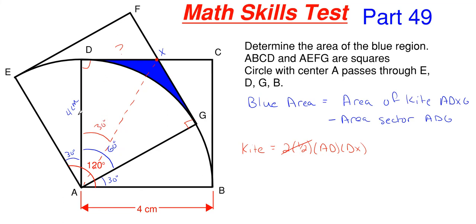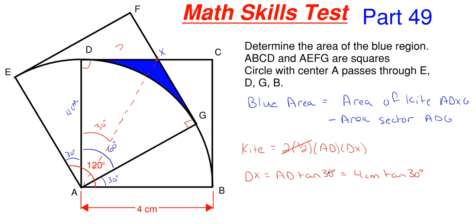Opposite over adjacent. So in order to get our dx here, we would just rearrange that, and essentially it would be AD tangent of 30 degrees. Let's just plug in the 4 centimeters here for AD tangent of 30 degrees. And our dx value, we can just leave as that because it's not going to be a nice number.